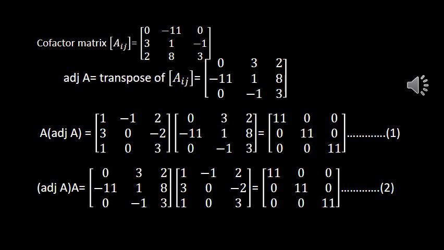Similarly, the other elements. Now here we see that A adjoint A is equal to adjoint A into A. Here we found A adjoint A equal to adjoint A into A.